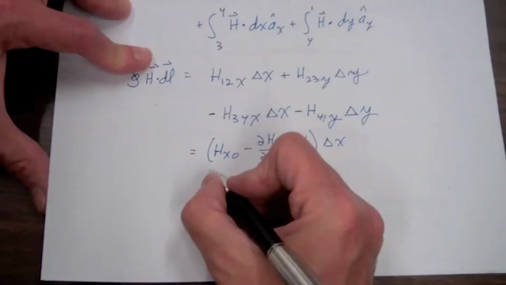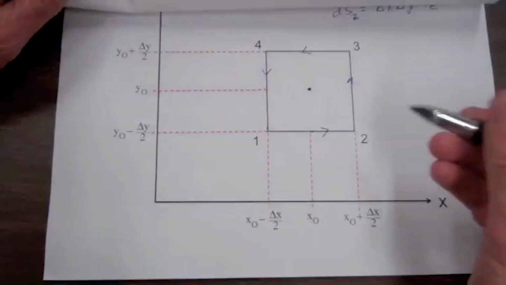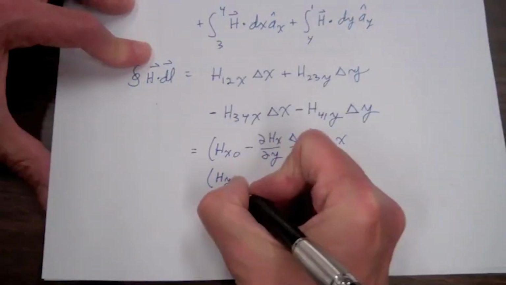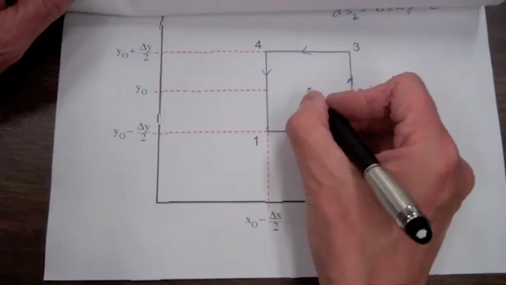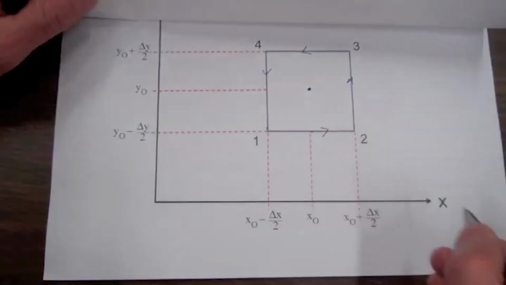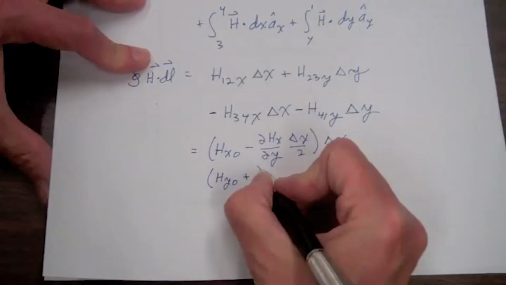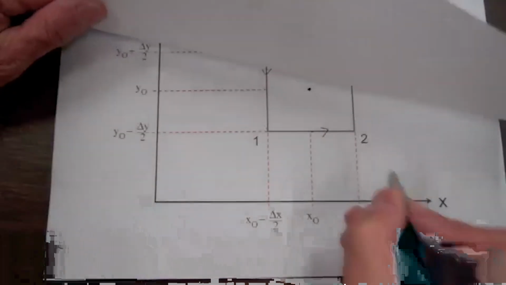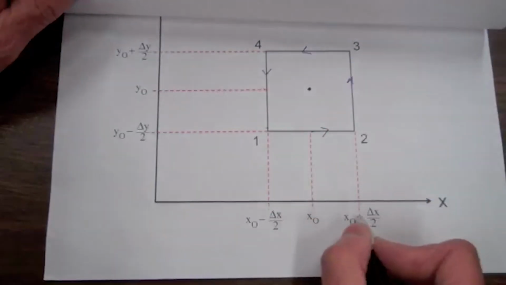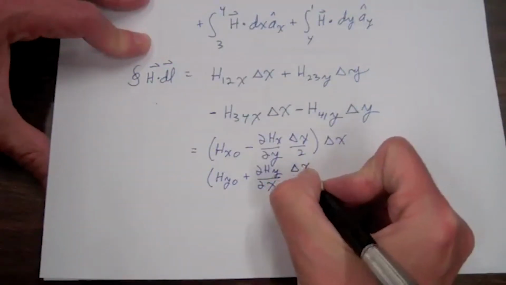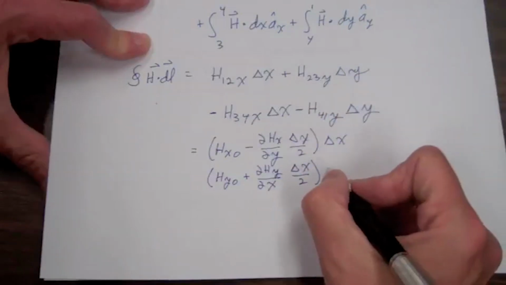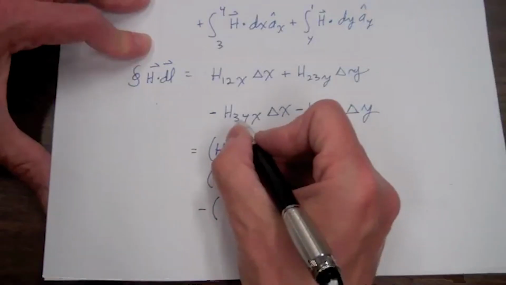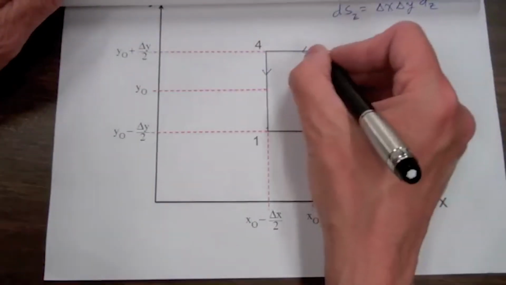For our second term, the estimate of h on line segment 2 to 3 in the y direction will be the value of h in the y direction at the center of our square. And since we're now moving in the plus x direction, plus the change in h in the y direction with respect to x times the distance we've moved in the x direction, which is delta x over 2, times delta y.